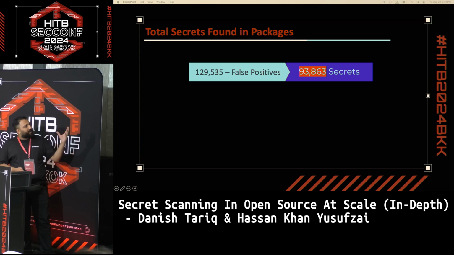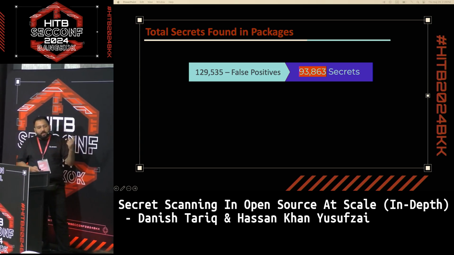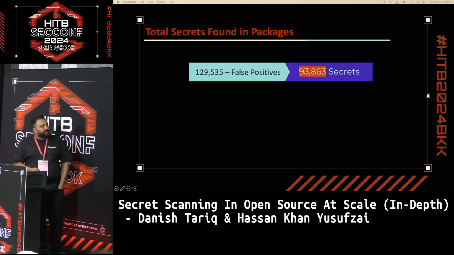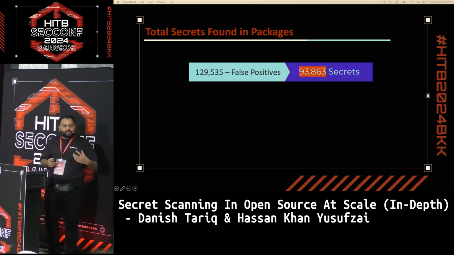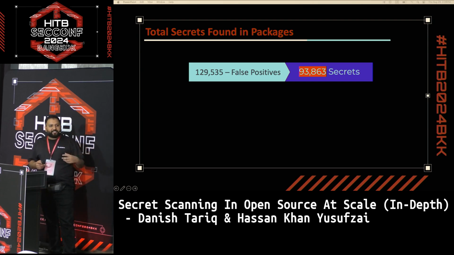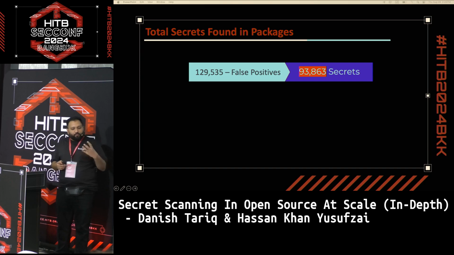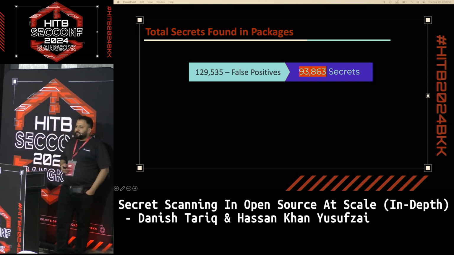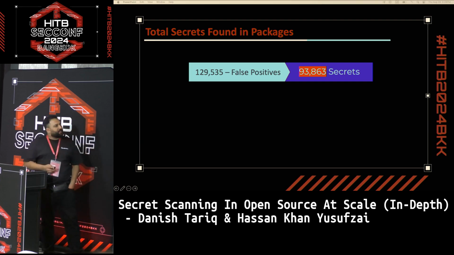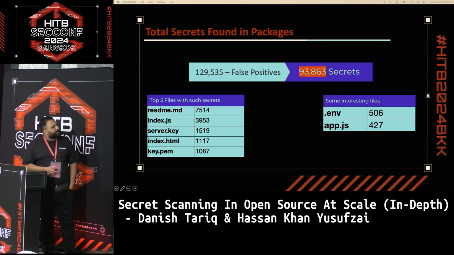Our signatures identified around 130k plus secrets, but we removed the false positives as well, because sometimes people tend to use sample private keys or sample AWS keys and stuff like that. So we removed those sample keys, testing keys, and false positive results, and obviously validated some of the keys as well. Then we got the actual secrets from NPM, and that was around 93,000 plus at the time of the research that we did.